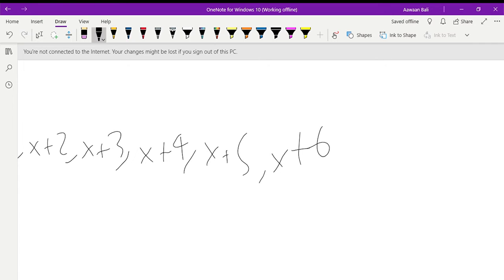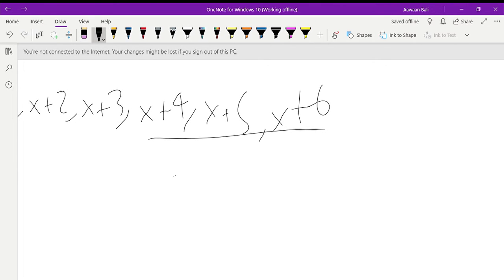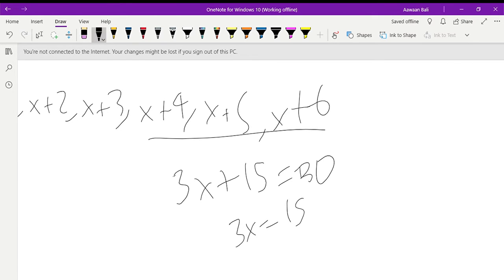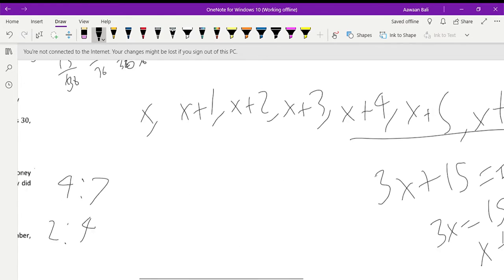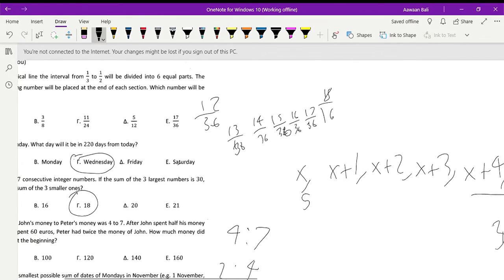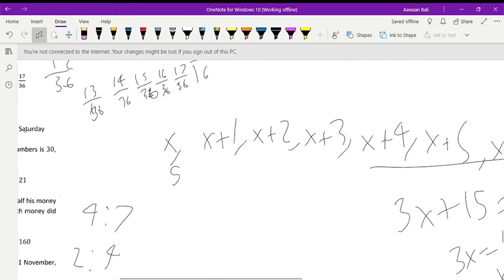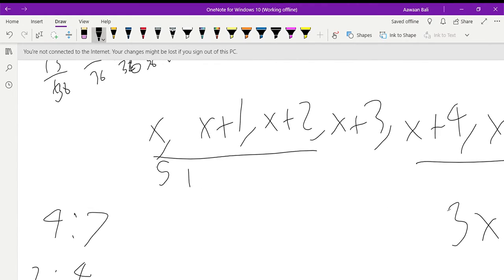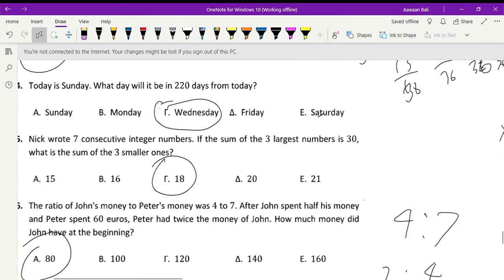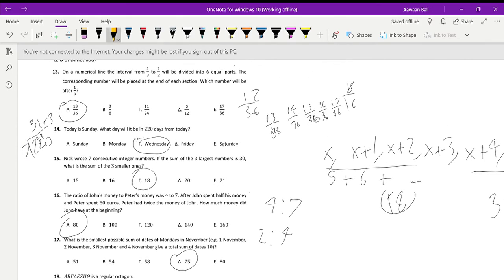So these 3 are equal to 30. So when we add them together, we get 3x plus 15. Since 4 plus 5 is 9, plus 6 is 15, and x times 3 is 3x. So 3x plus 15 is 30. We minus both sides by 15. 3x is 15. Divide both sides by 3. X is 5. Which means this is 5, and it's asking the sum of the 3 smaller ones, so these 3. So 5 plus 6 plus 7. 5 plus 6 is 11 plus 7, 18, which means basically the answer is 18. It's gamma.